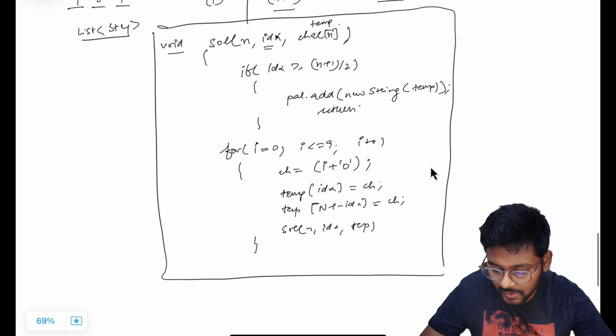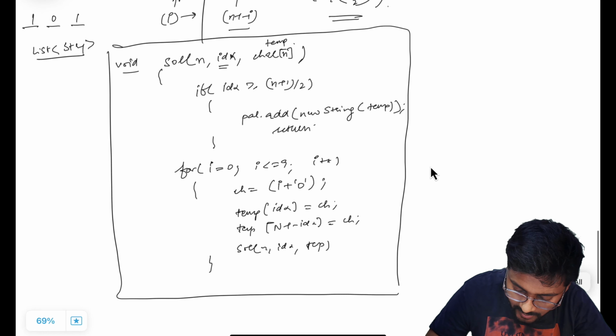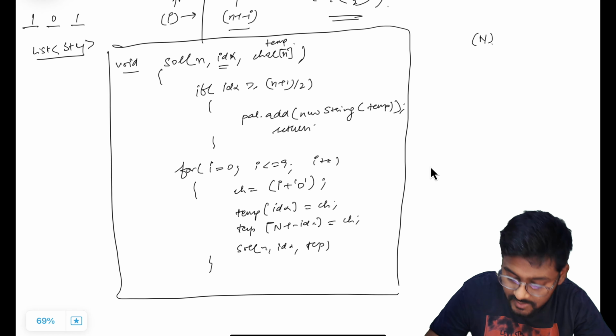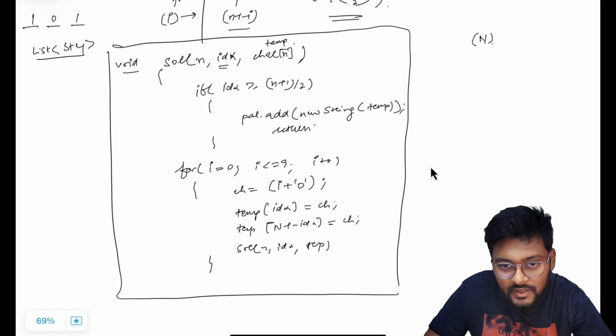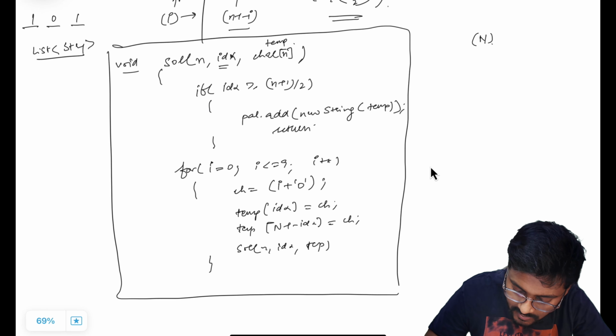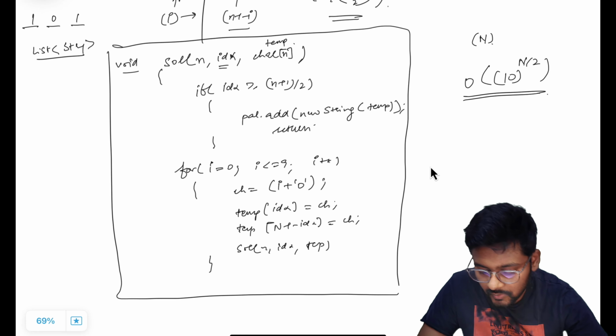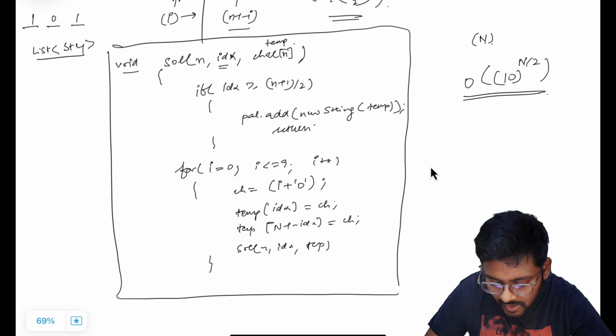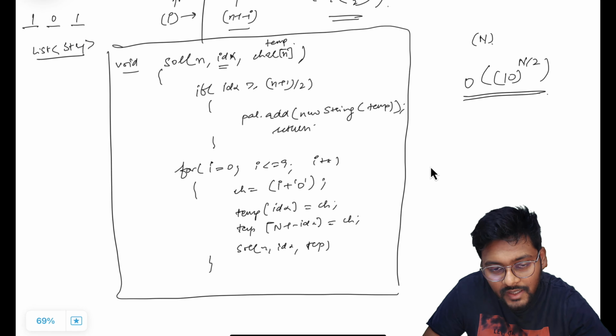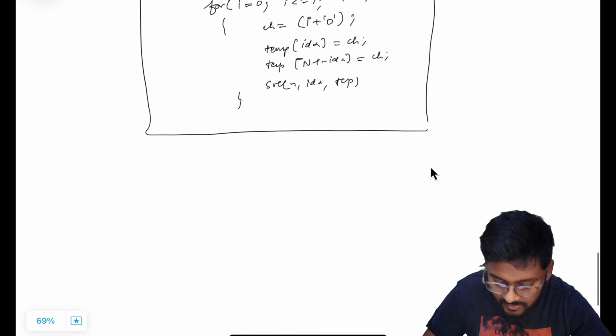And what is the time complexity? Let's say I am generating palindromes of size n. In that case, I am only filling half the digits, and at every step we have 10 possibilities. So 10 raised to the power n by 2. This is the time complexity to generate all the palindromes. I have generated all the palindromes, and then I'm going to capture all of them in a list.